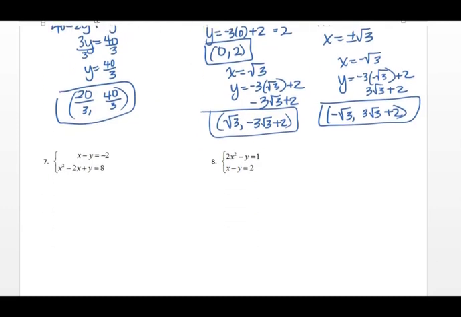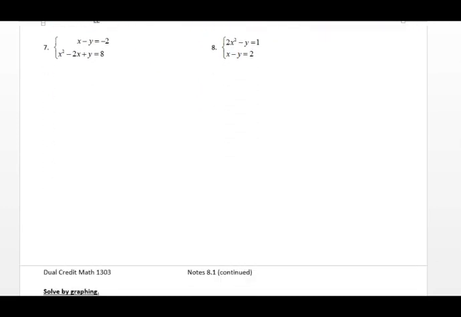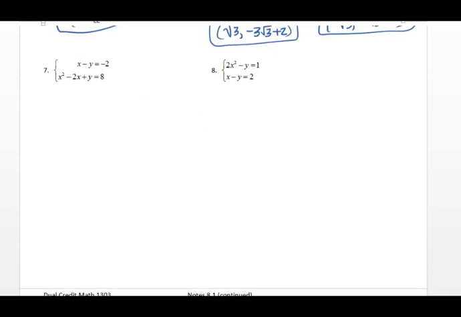Going on. Number 7. Okay, let's take that top equation and solve it for y. So x minus y equals negative 2. So negative y equals negative x minus 2. Change all my signs, y equals x plus 2. Now I'm going to plug that into my bottom equation.